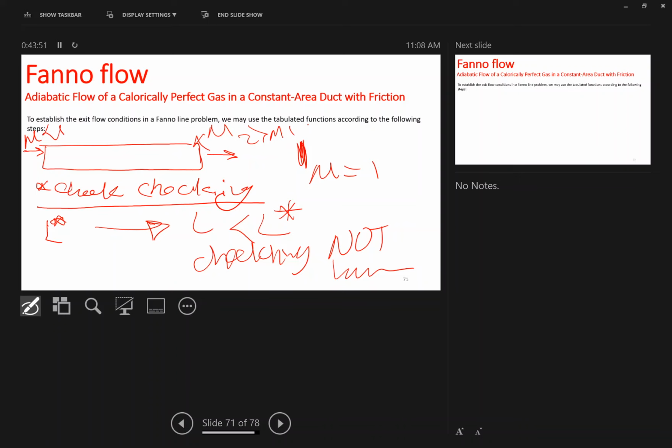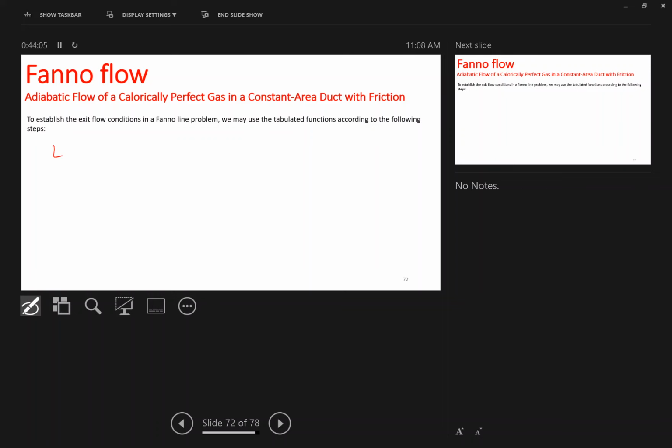Okay, so the second case is going to be where your length is going to be equal to L star, right? So how can we find the exit conditions for this case? They're equal. Essentially, you find the exit condition for the choking. You find the choking conditions, and that's it, right? You already have the relationships and everything else.